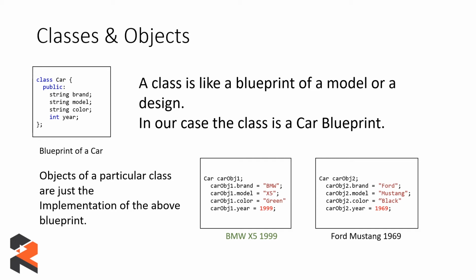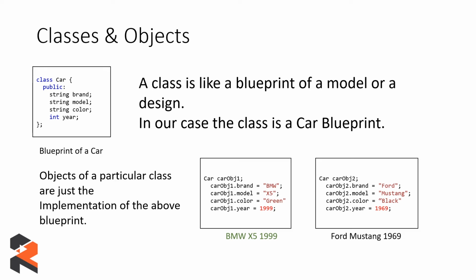So you can see that there is a class Car, and it is declared as public, and it has a brand, a model, a color, and the year in which it was made. Just as I referred to in my previous slide, a class is like a blueprint of a model or a design. So here we have the class Car, which is nothing but the blueprint of all the cars which will be made using this blueprint.